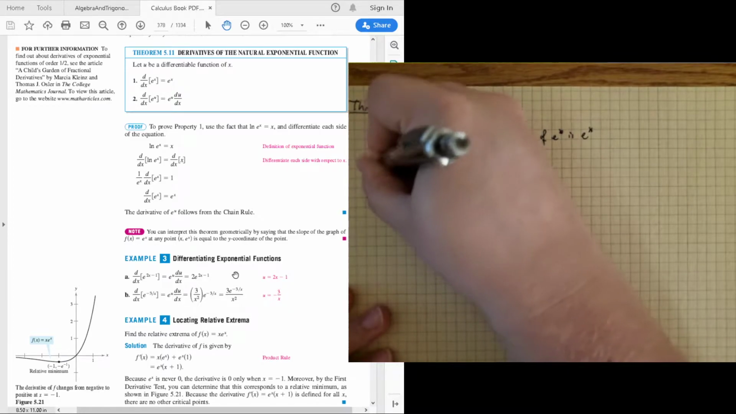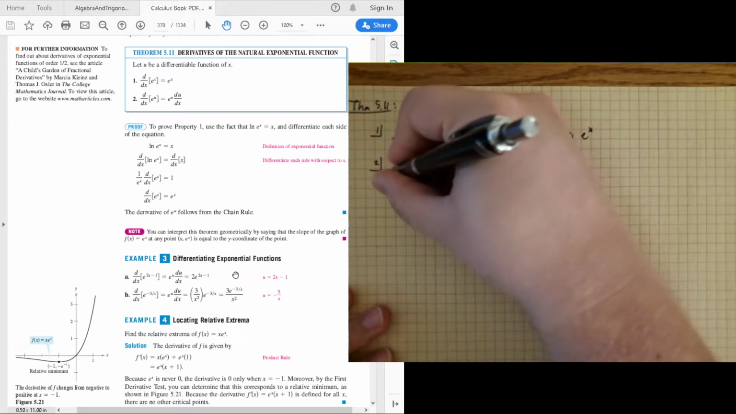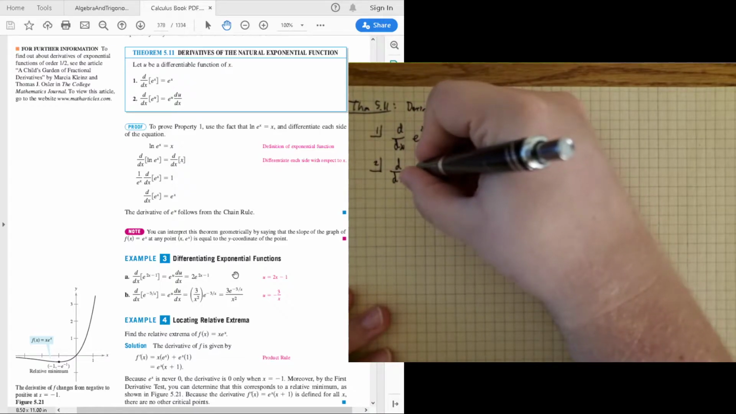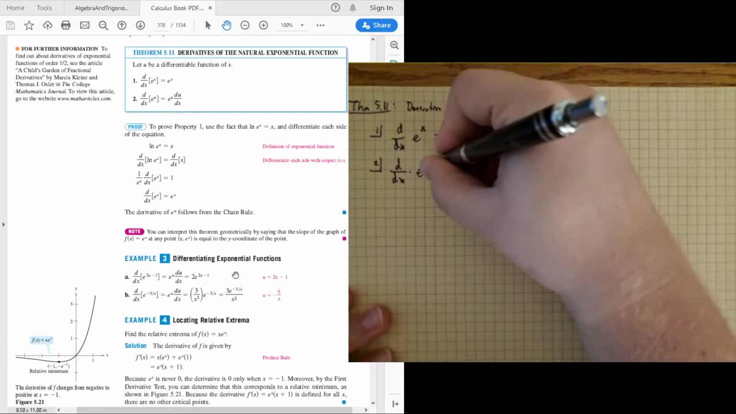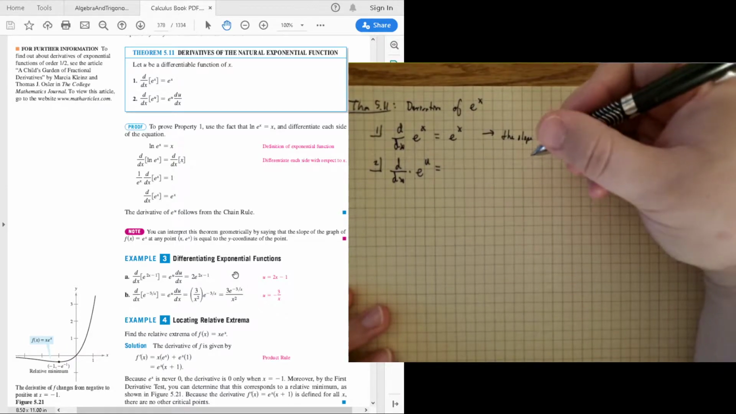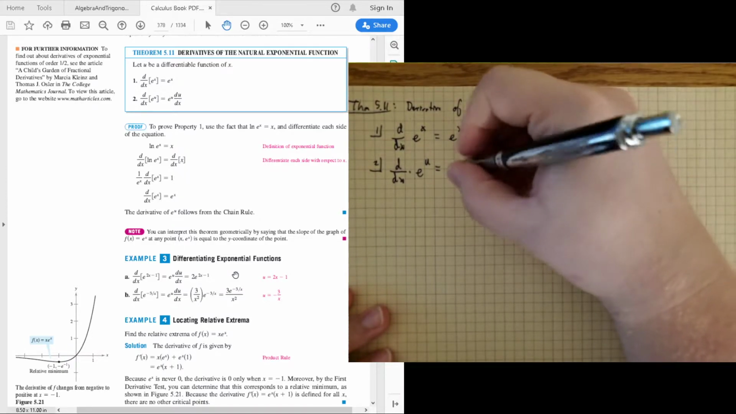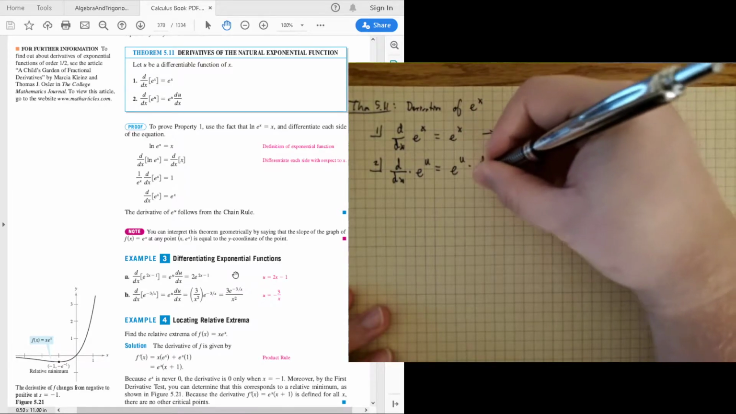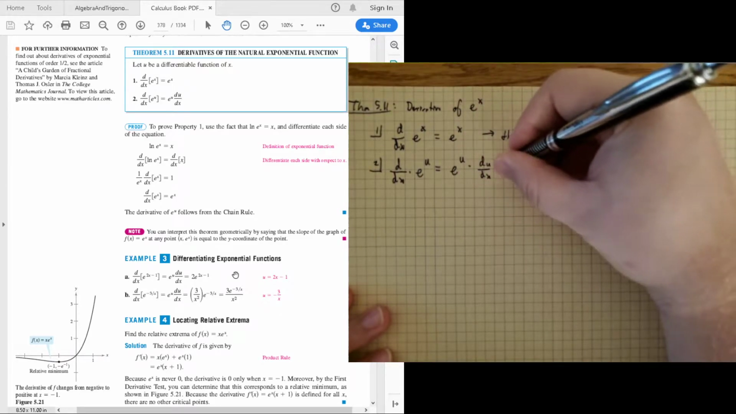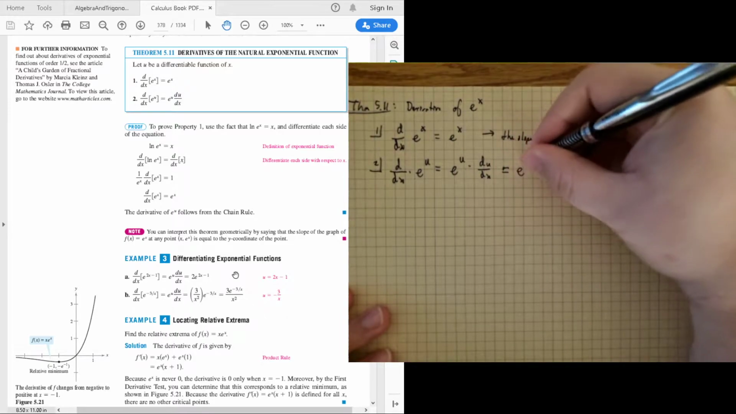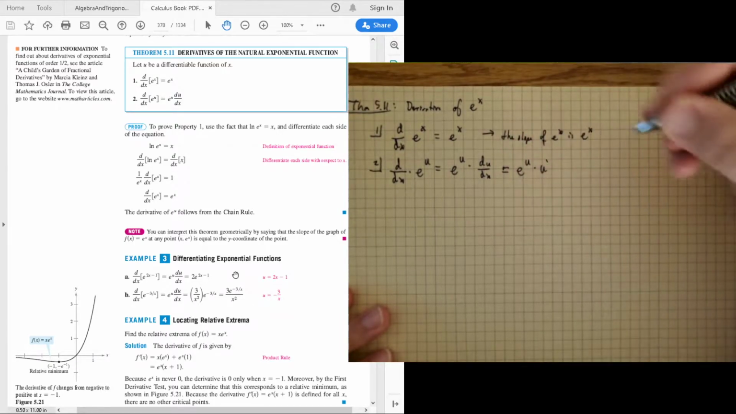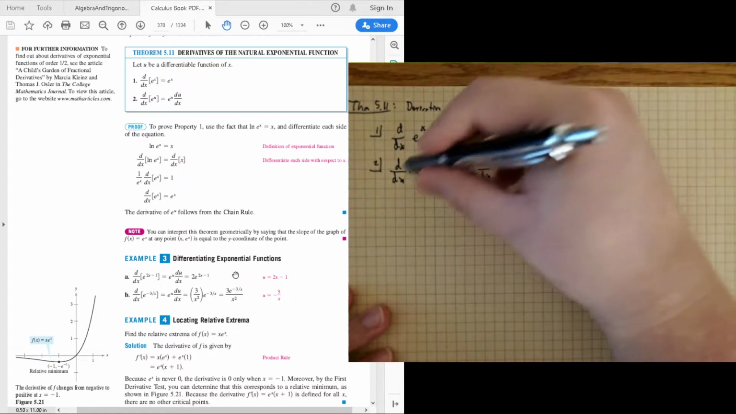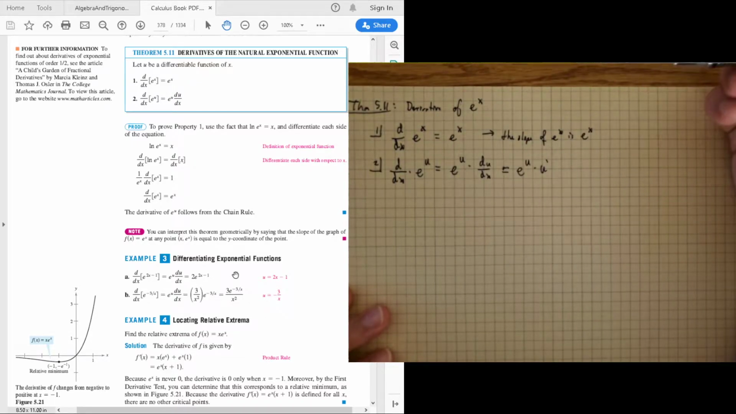Second thing, well, obviously we're not just going to be dealing with e to the x. If we have a function u, where u in this case is its own function involving x, then the derivative would be e to the u times du dx, or e to the u times u prime. So this is a basic application of the chain rule, and that's theorem 511.